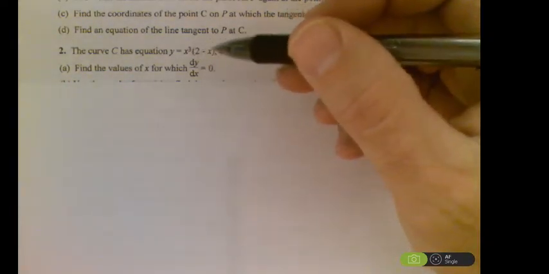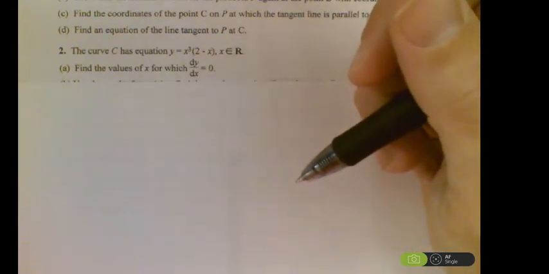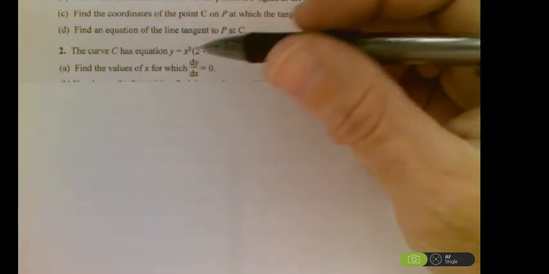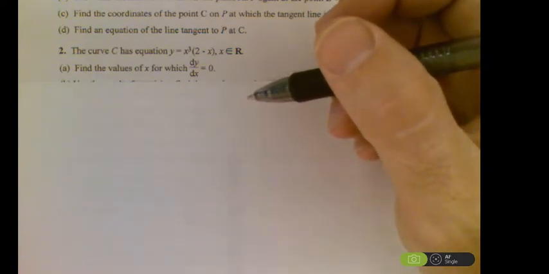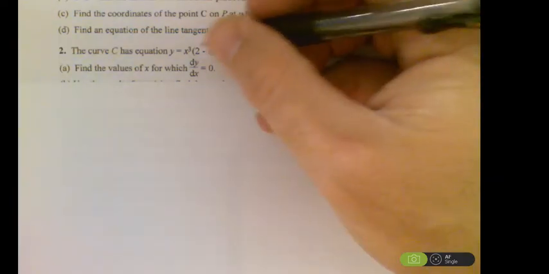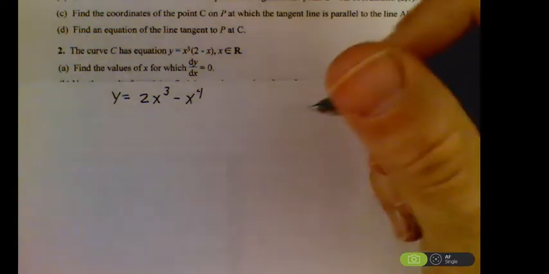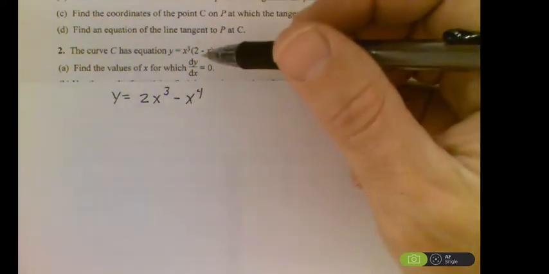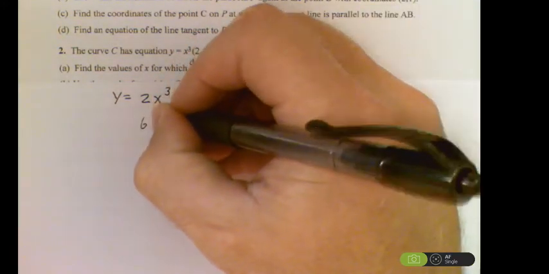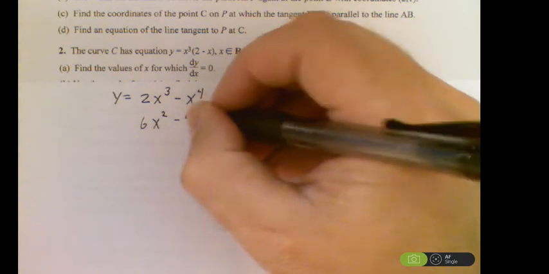So a couple things you could do with this. You could distribute that in and then do the derivative, which is probably the easiest. Or we could use the product rule. Whatever's easiest for you at this point. So I think the easiest path would just be to distribute. So for this one, I'm going to get 2x to the third minus x to the fourth. And that's pretty easy from there to take a derivative. So in this case, we'd be looking at 6x squared minus 4x to the third.